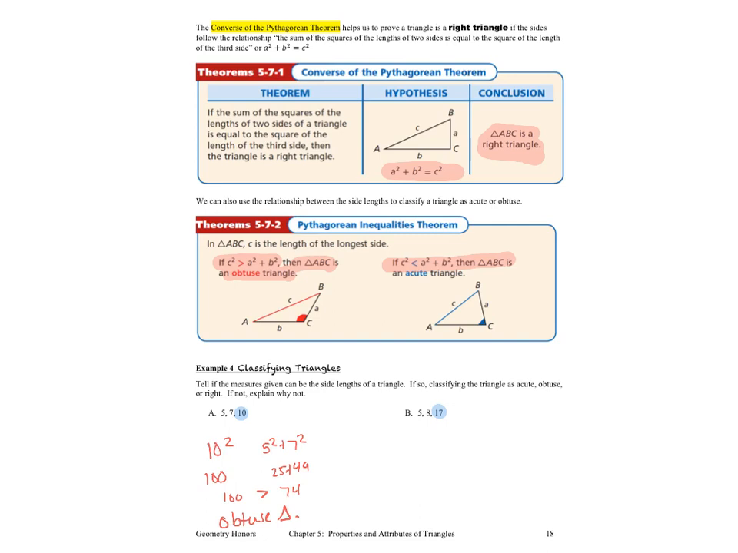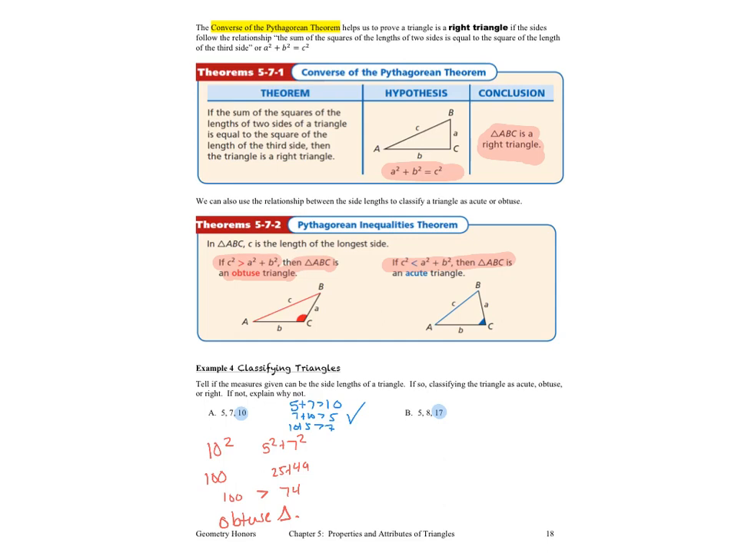And to see if the side lengths work as a triangle, remember we do 5 plus 7 is greater than 10. 7 plus 10 is greater than 5. And 10 plus 5 is greater than 7. These are all true, so it does meet the requirements of a triangle. And then we're classifying it as an obtuse triangle.